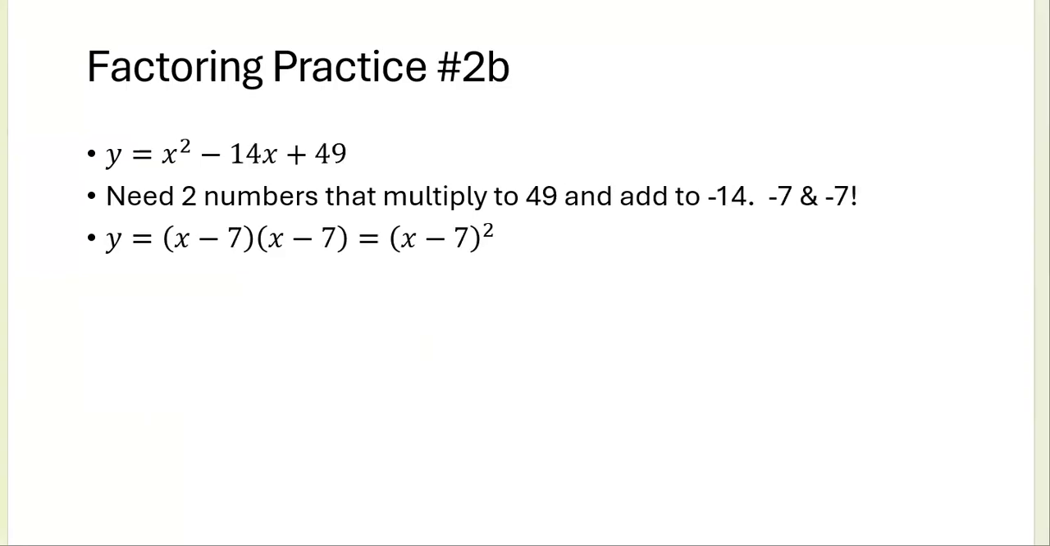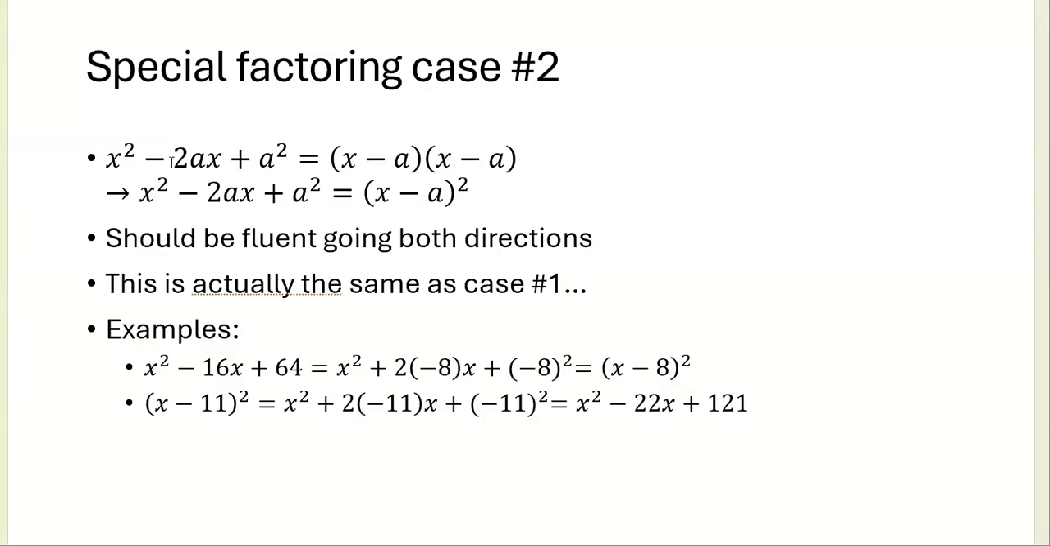One more quick example. x squared minus 14x plus 49. Two numbers that multiply to 49 and add to negative 14. What are those numbers? Minus 7 and minus 7. So we could write it as x minus 7 quantity squared. So this is the special case number 2. If there's a minus sign here, it'll be x minus a times x minus a, which is x minus a quantity squared.